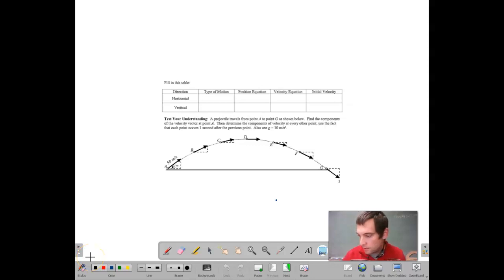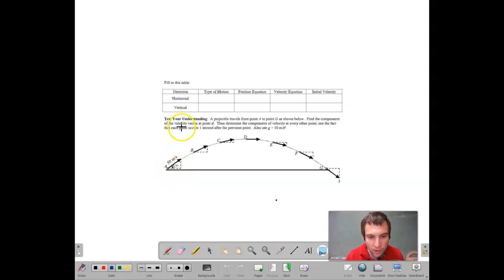Alright, let's check out this problem here. Test your understanding. A projectile travels from point A to G, so from here all the way to here. Find the components of the velocity vector at point A. Then determine the components of the velocity at every other point.